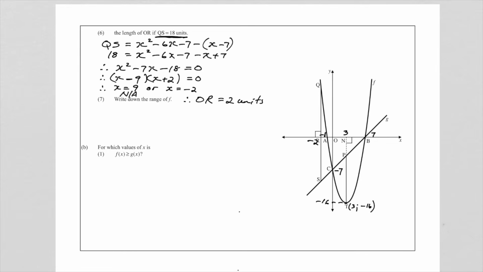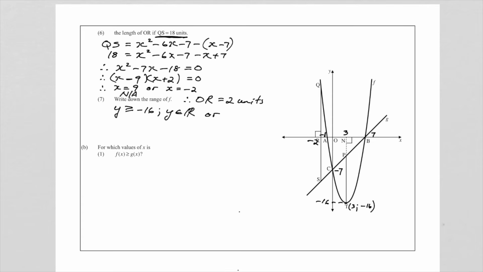So there are 2 ways to write it down. First of all, to find this range of f, we can say that y is greater than or equal to negative 16. So it's negative 16 and higher, where y is an element of all real numbers.